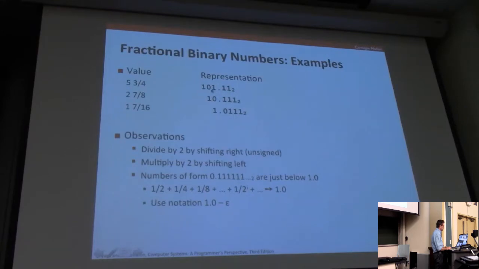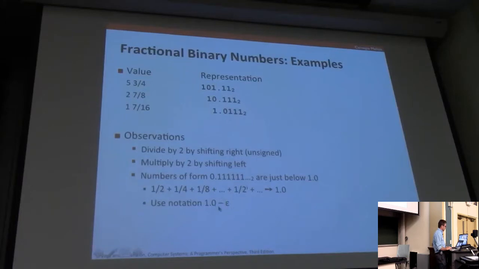Now notice for some of these numbers, this bit pattern 101.11, if we shift it to the right to get 10.111, we've divided by 2, right? So we've taken 5 3/4 and divided it by 2. And it works the other way too. If you shift to the left by 1, you multiply by 2. And these numbers that are all 1s to the right of the binary point are numbers that are just slightly less than 1.